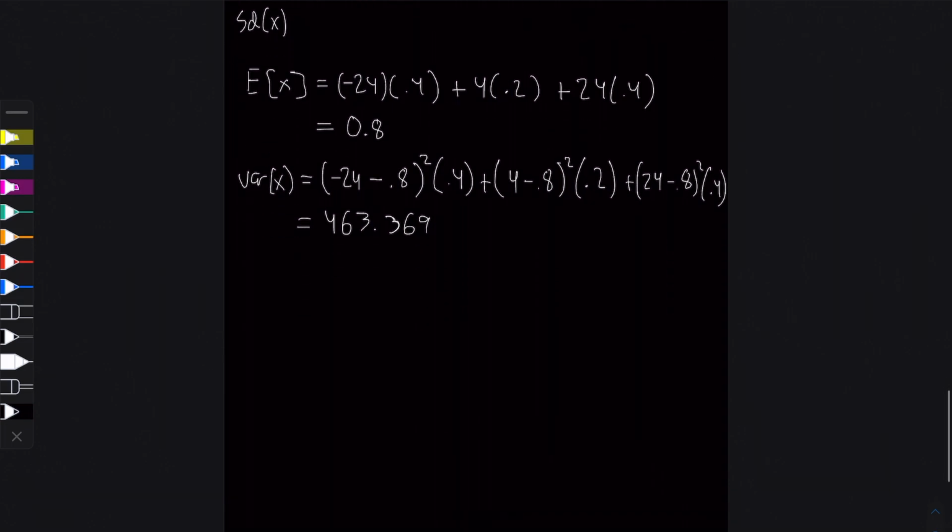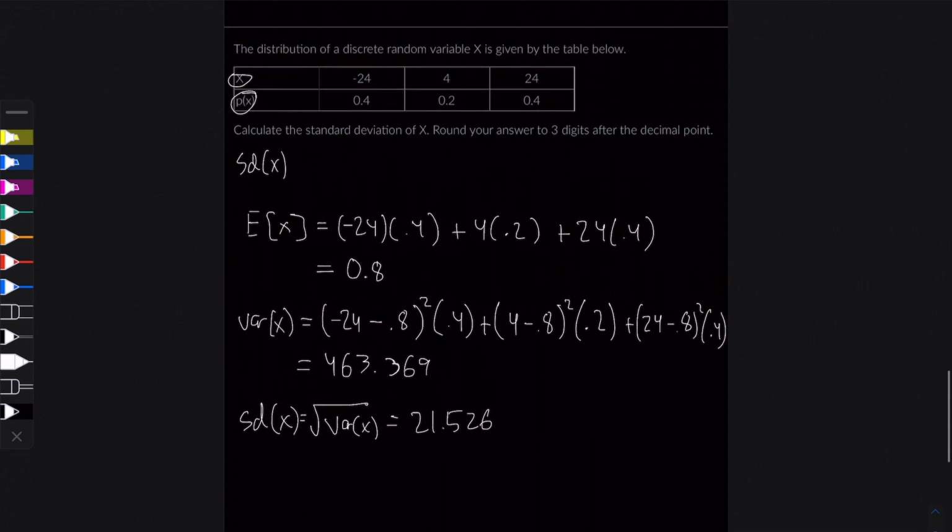And for the last step, standard deviation of x, all we have to do is take the square root of the variance, and that is equal to 21.526. Not a super long problem, but it can be a little bit challenging to remember the variance formula. And so you remember that you have to square right here once you subtract the mean from the value that you're looking at.